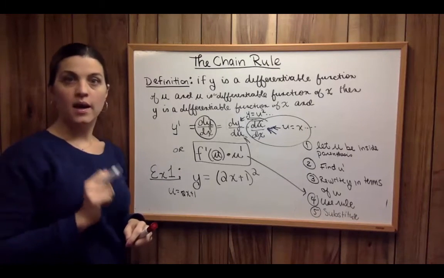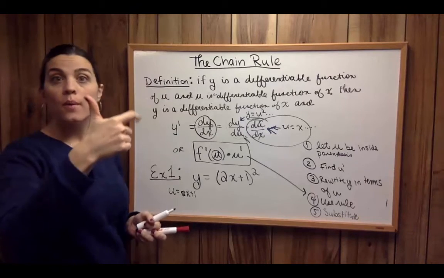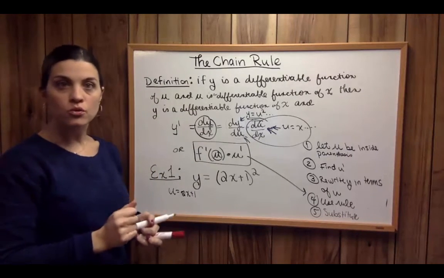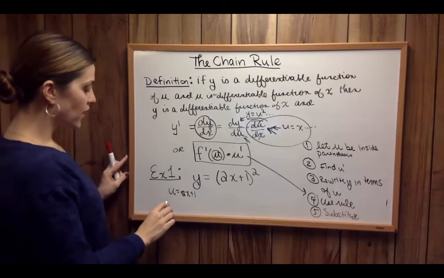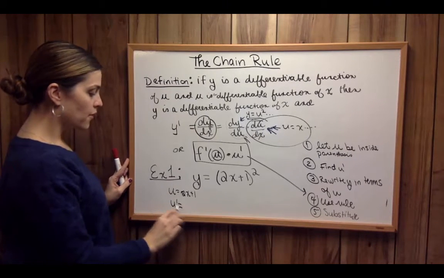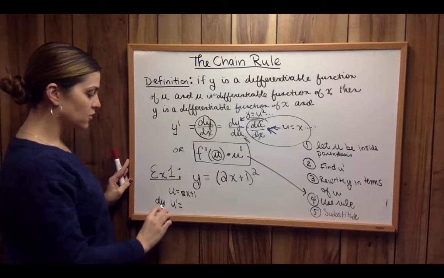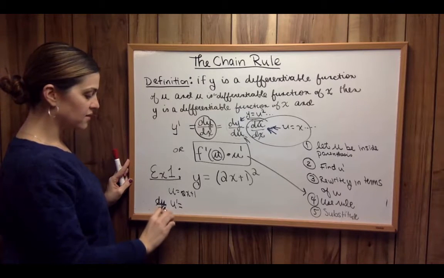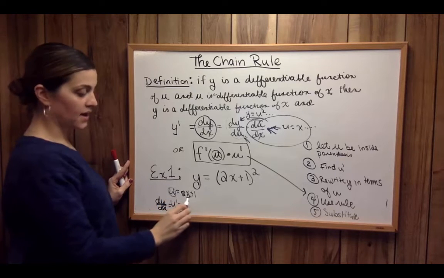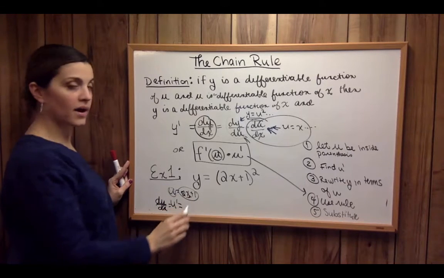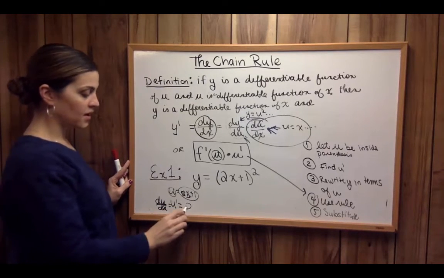I always write my u's. I always write my u and my v if it's product rule or a quotient rule. So here in chain rule, I write my u as well. Now we could write it as u prime, but remember u prime is the same thing as du over dx, because we're going to differentiate u with respect to x. So the derivative of 2x plus 1 is 2.